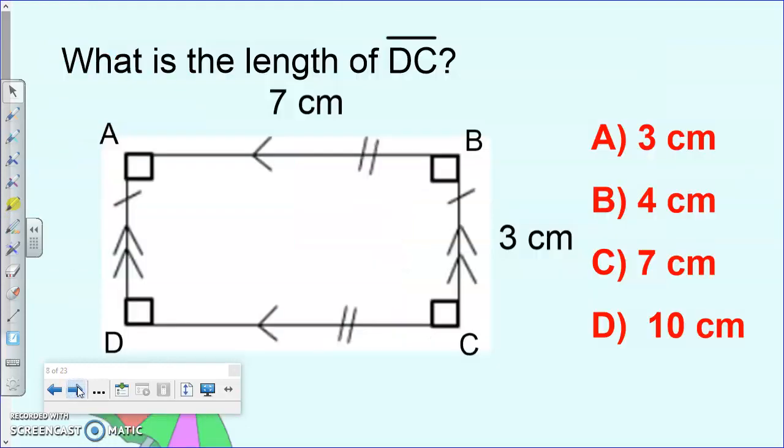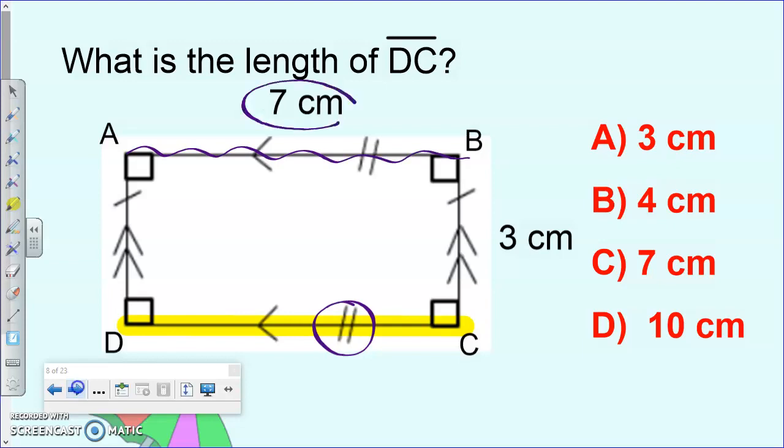Number 2 says, what is the length of DC? So DC is here. As I'm looking here, I have 2 tick marks. So I need to look and see which other side has 2 tick marks. And that's going to be my side AB. So AB matches DC. So that means DC has to be 7.